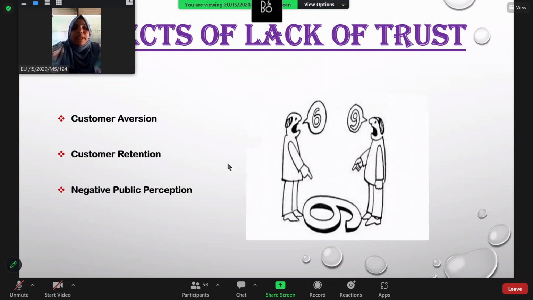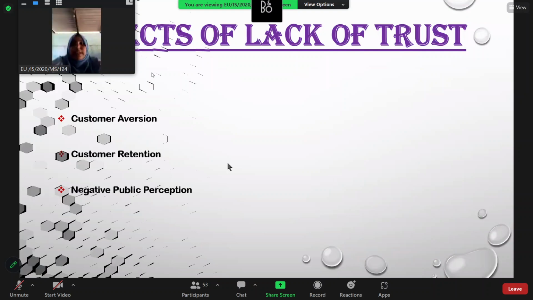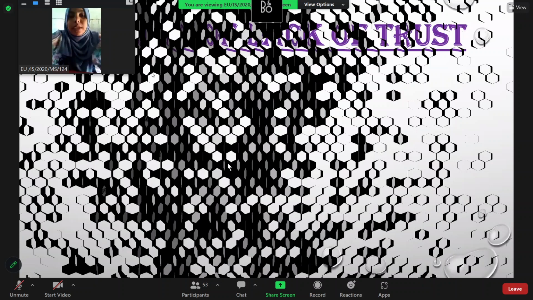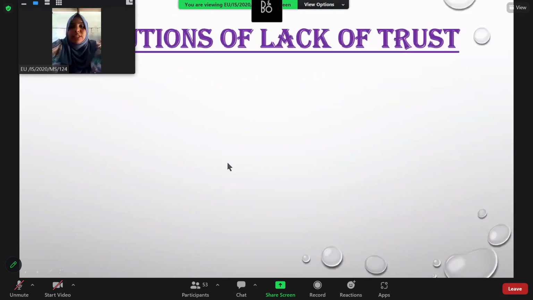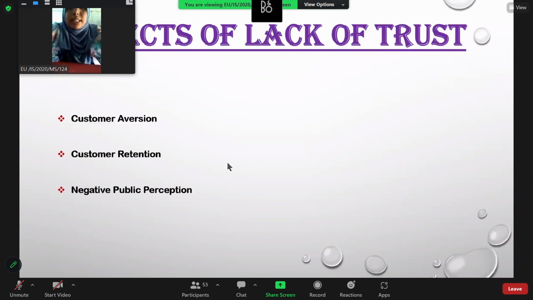Third one, negative public perception. Lack of trust can generate negative word of mouth, impacting the company's brand image and reputation. Negative experiences shared by dissatisfied customers or negative media coverage can further erode trust among the general public and potential customers.